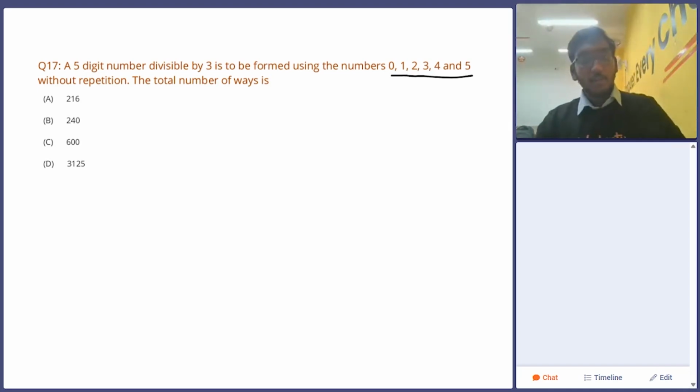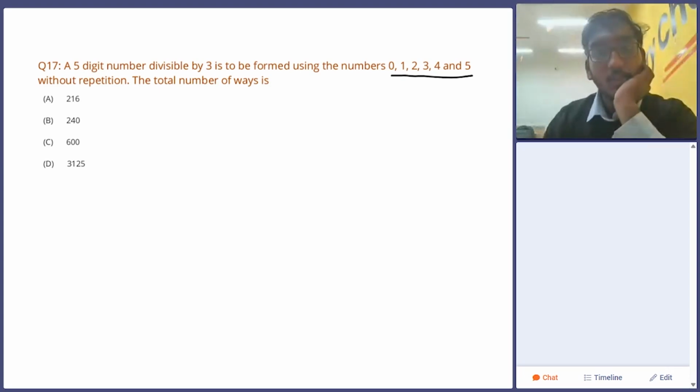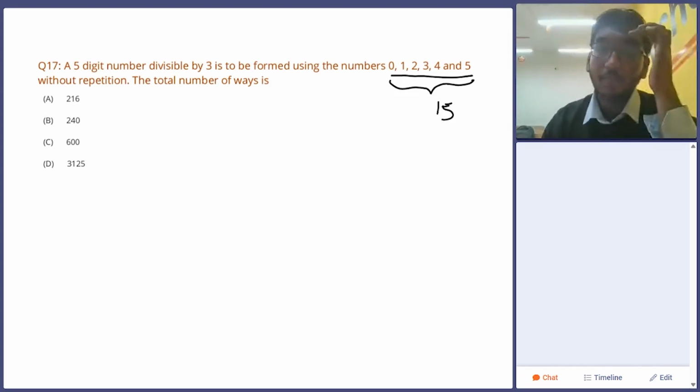See, first, for a number to be divisible by 3, the sum should be divisible by 3, right? Otherwise the number will not be divisible by 3. So what is the sum of all these 6 numbers? It is actually 15, right? That is, however, divisible by 3.